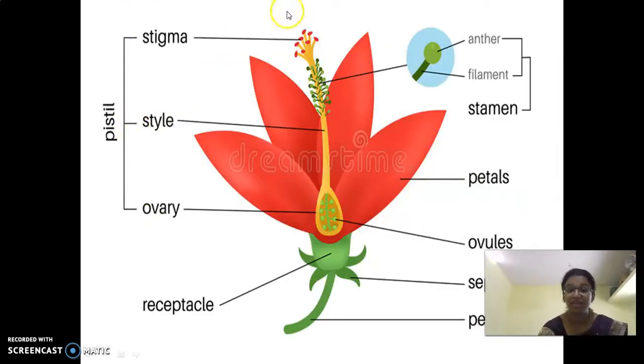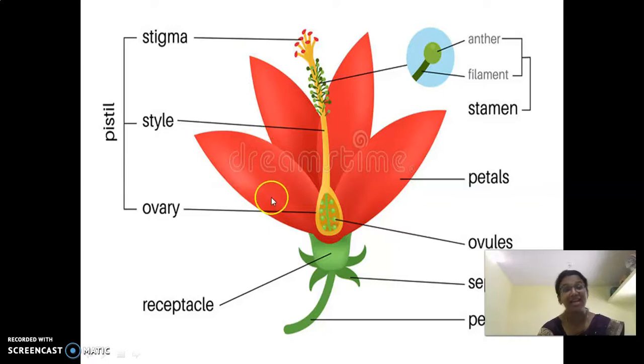Look at here. These are the parts of a flower. What is this last one? We can call it pedicel. What is it? Pedicel. And one more thing is sepal. Not chapel, sepal. And then receptacle. This part is called receptacle, and ovule. Just look at it. I'll explain to you one by one. Okay?